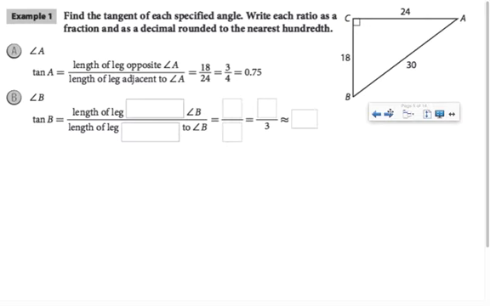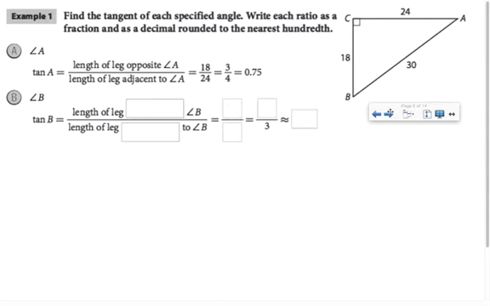So in example 1, they're asking us to find the tangent of angle A. So in part A, opposite angle A is 18, adjacent to angle A is 24, and when I put 18 over 24 and reduce it, I get 3/4. They've gone ahead and evaluated that fraction to convert it to a decimal, and they got 0.75. In part B, I'm trying to find the tangent of angle B.